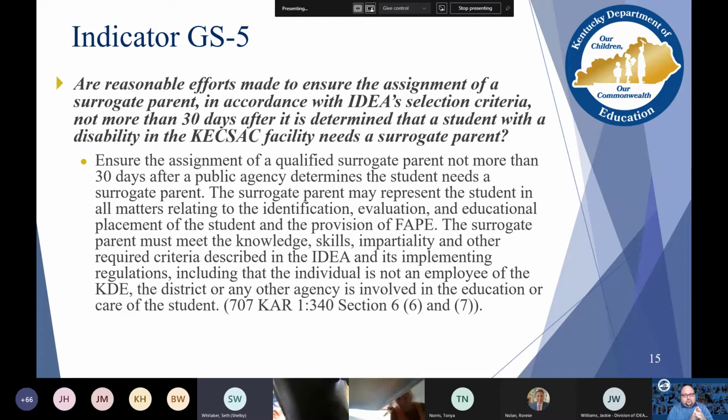And again, I'm not necessarily just talking about surrogacy here, but what I'm saying to you is make sure the appropriate person is involved. If they've got a parent who is in prison, unless those rights have been terminated, they still have the right to take part in that child's education. So you've got to make all reasonable efforts to make sure that that child is appropriately represented in an ARC meeting.